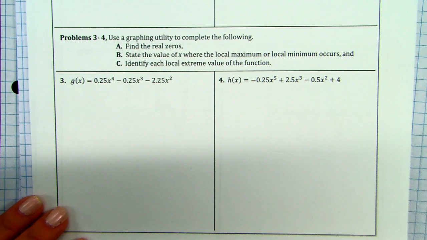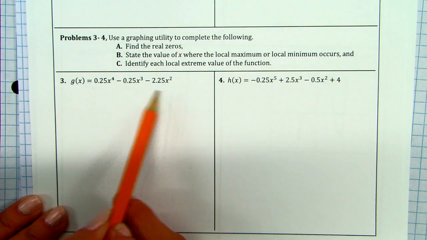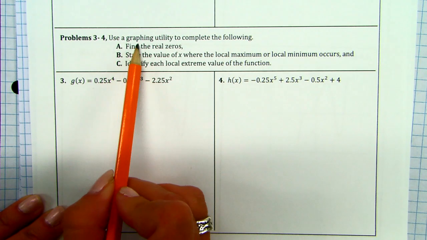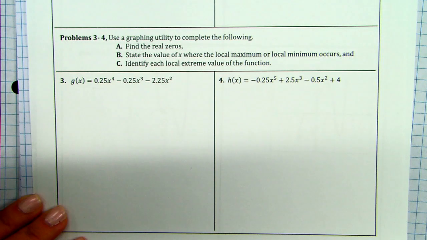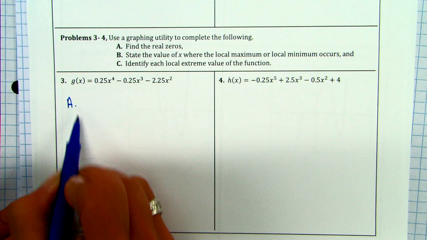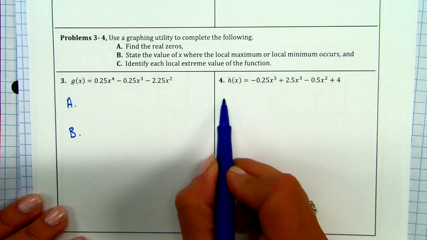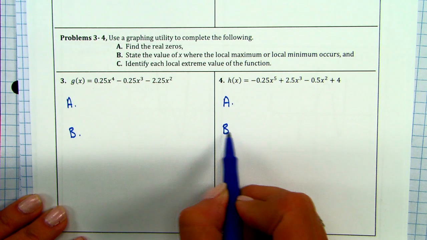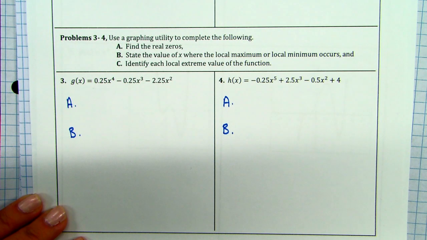But how do you do that same process when you get something crazy like this? This is where we're going to learn how to use the graphing calculator to do A and B. We're just going to do A and B today. So we're going to do it in both of these, and I'm going to show you really cool things.